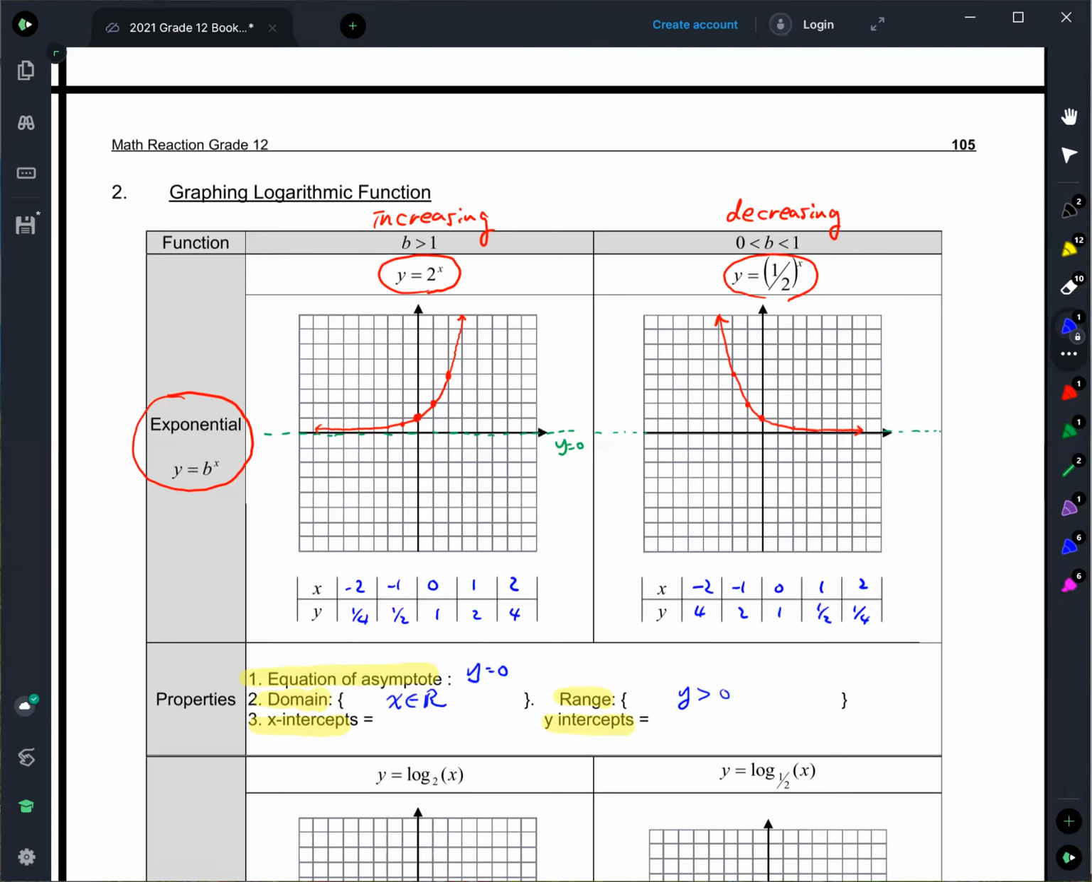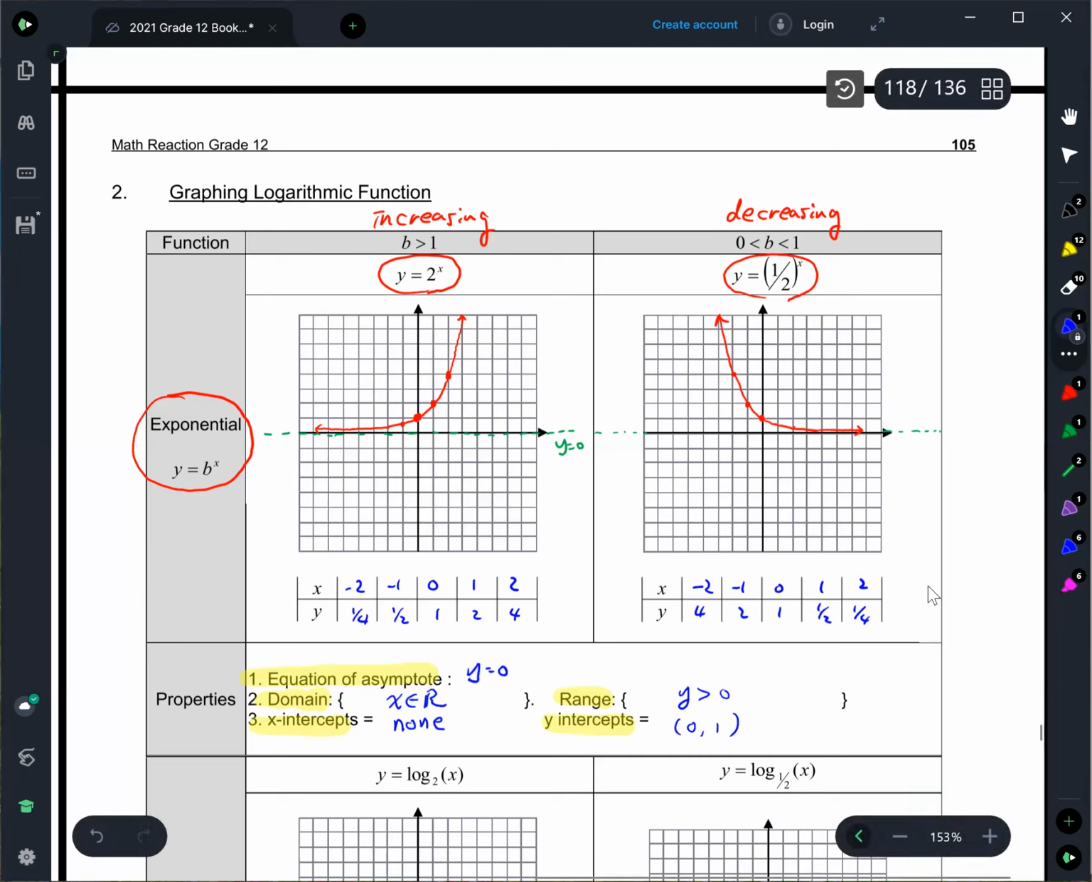Okay, next one, x-intercept. Chris, what's the x-intercept? 0, 1. 0, 1, is that on the x-axis? Oh wait, I said the wrong thing. Isn't there no x-intercept? Yes, okay, so you just say none, okay? There's no x-intercept. Y-intercept is the 0, 1.